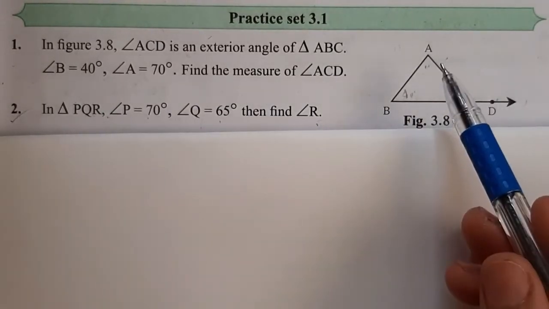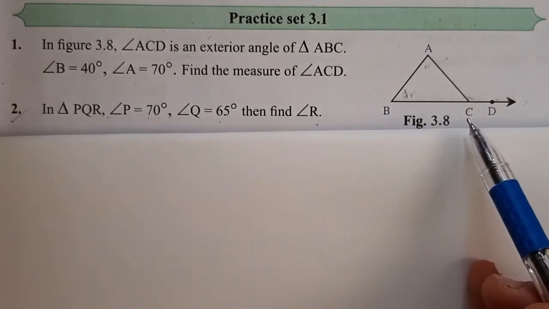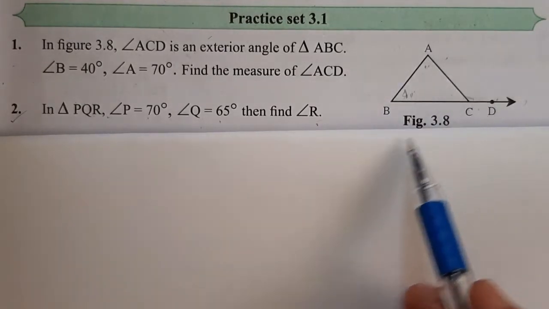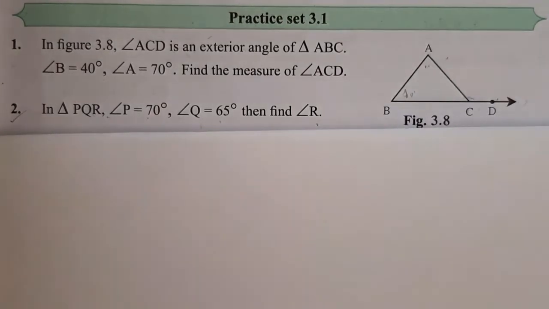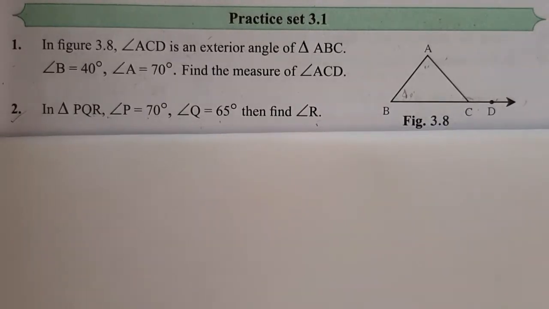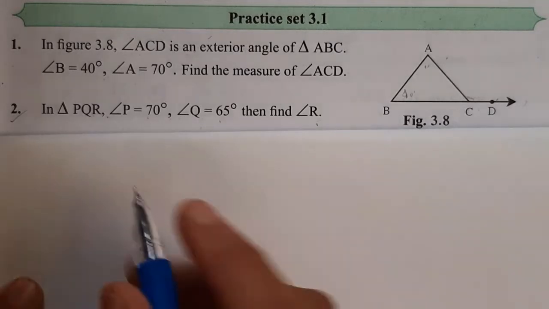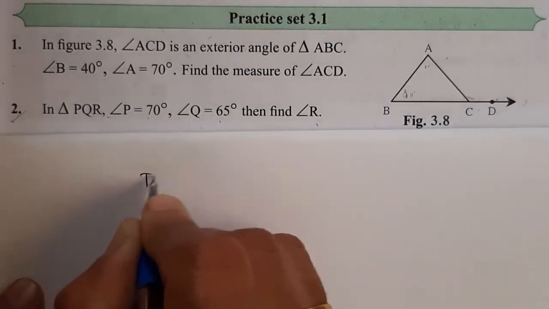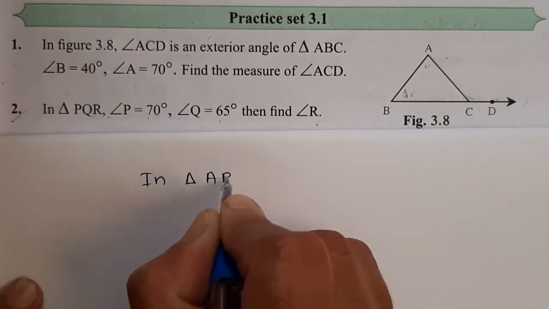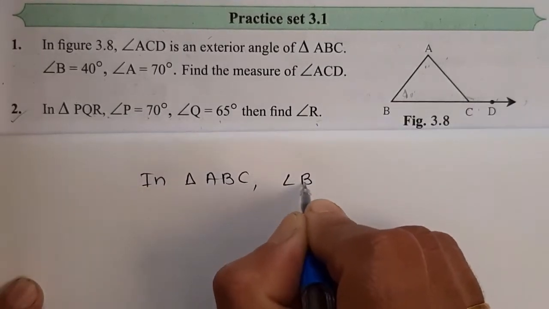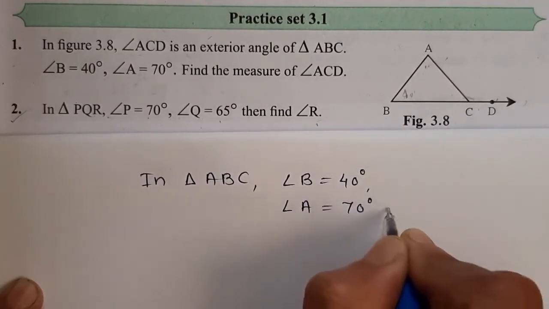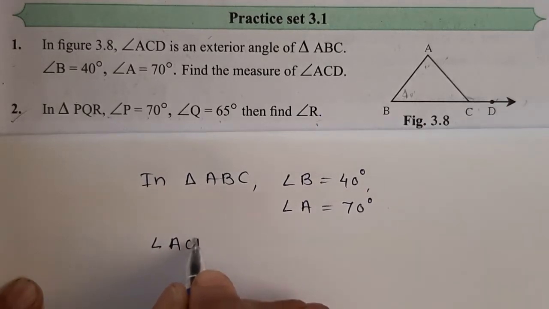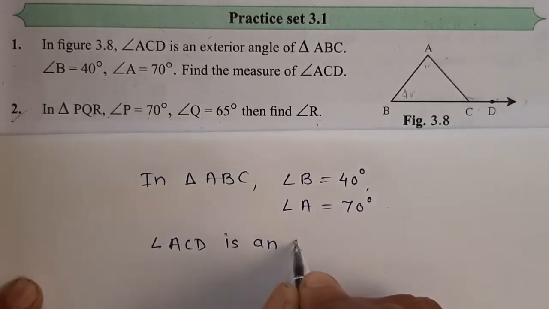In the diagram we can observe triangle ABC is given. In that triangle, ACD is an exterior angle. Angle B is given as 40 degrees. Angle A is given as 70 degrees. We have to find the measure of angle ACD, that is an exterior angle. So first of all we mention that in triangle ABC, angle B equals 40 degrees, angle A equals 70 degrees.